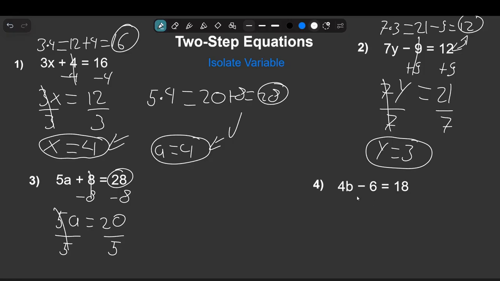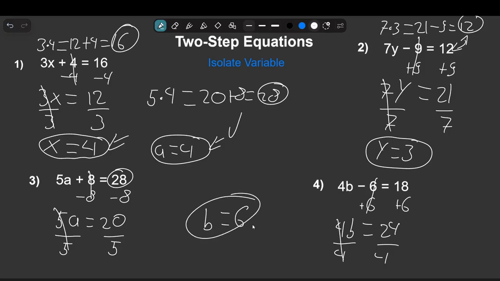So again, we're gonna get rid of the 6 first. So we're gonna add 6 on both sides. So these two cancel each other out, so we are just left with 4b equals 18 plus 6. Well, 18 plus 6 equals 24, so this will be our next step. For our next step, we will have to isolate the variable. So we're going to divide by 4 on both sides. Well, these two cancel each other out, so we are just left with our variable, or b equals 24 divided by 4.